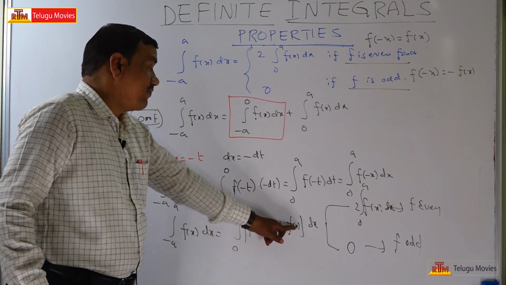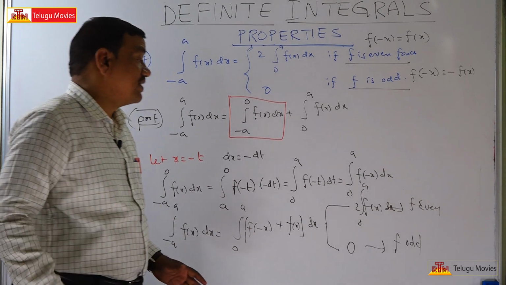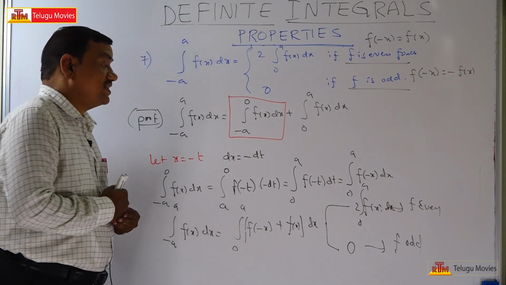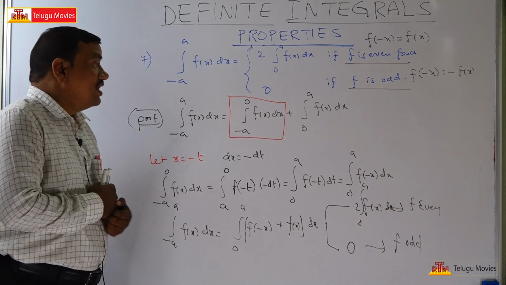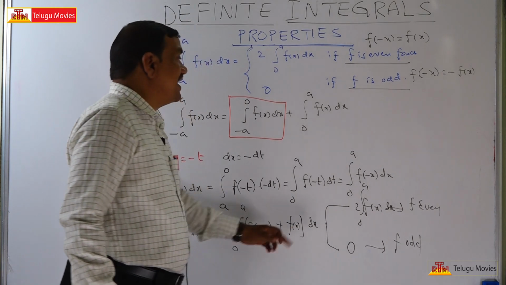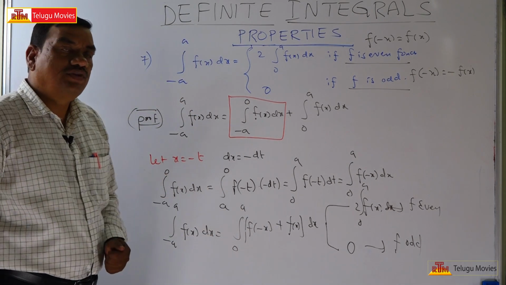0 to a f of x, here f of minus x is also f of x plus f of x, 2 times f of x. You can take 2 common outside. 0 to a f of x dx, f is even function. If f of minus x is equal to minus f of x, then this both will get cancelled, then you will get 0. So very, very easy proof this is.